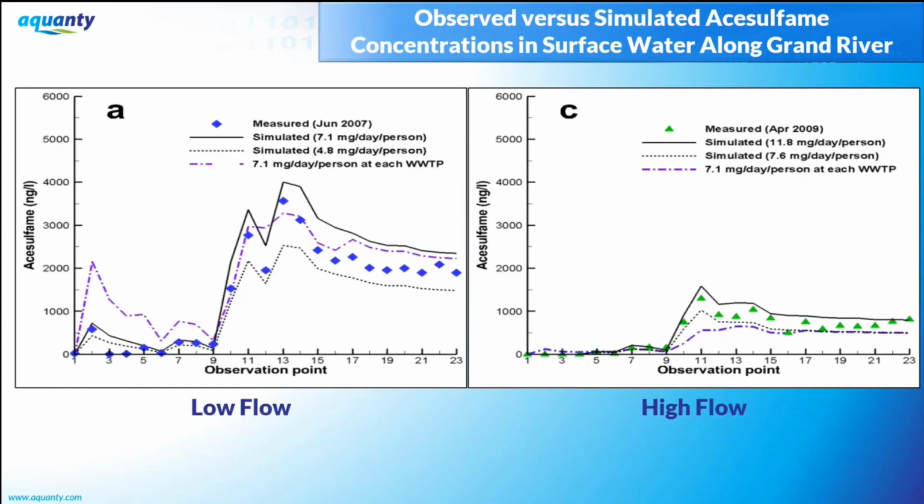We did this under low flow conditions and high flow conditions. This observation point is going along the river from upstream to downstream. Under low flow, you get higher concentrations because there's less dilution. Under high flow, you get more dilution, lower concentrations. So that was quite interesting. And the observations are falling more or less in between the estimated high and low loading, reasonable loading rates for the sweetener from the water treatment plants.